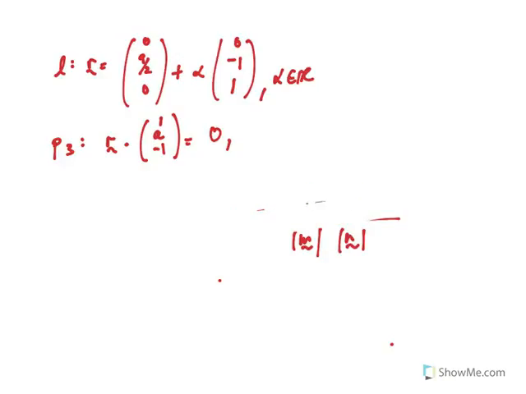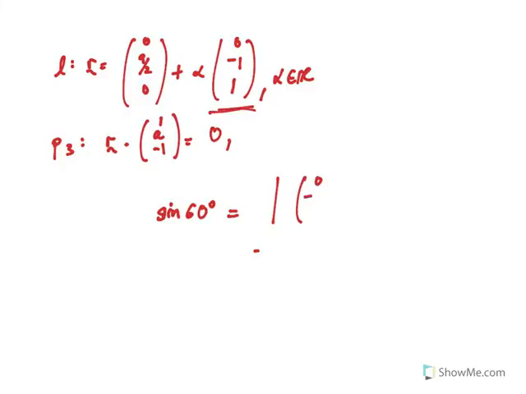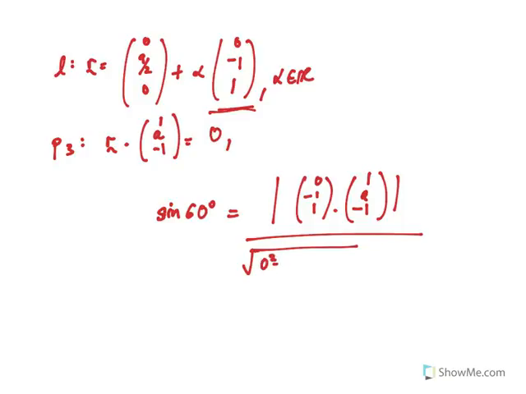Okay, and with this, here the angle between the line and the plane is 60 degrees, so it's sine 60 equals mod of m dot n. So what is m? m is the direction vector of the line, (0, -1, 1). The normal of the plane, (1, a, -1). Over the square root of 0 squared plus negative 1 squared plus 1 squared, times the square root of 1 squared plus a squared plus negative 1 squared. Okay, sine 60 degrees will be equal to square root 3 over 2.